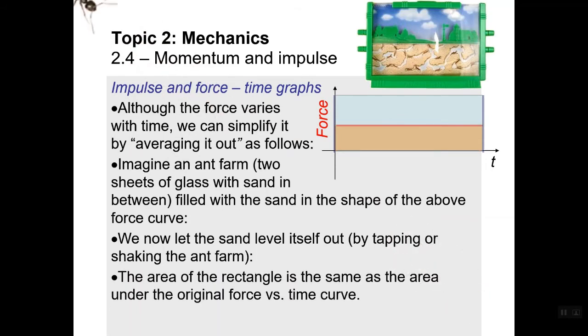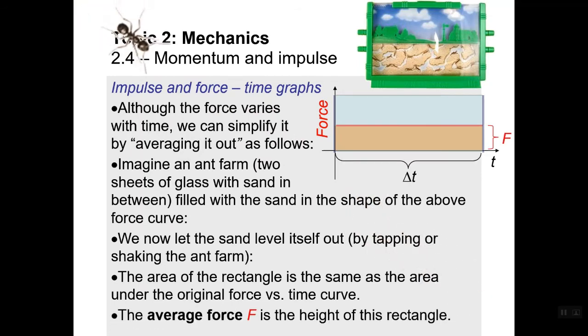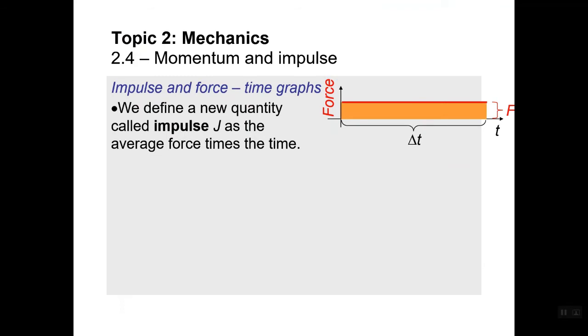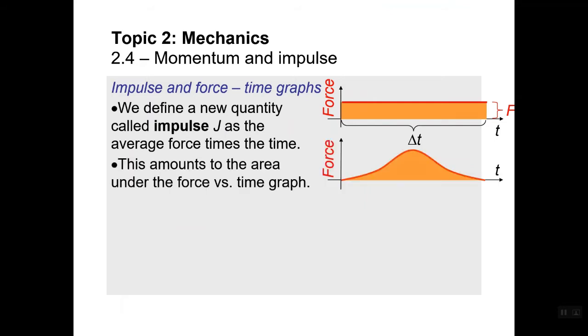The area of the rectangle is the same as the area under the original force versus time graph. The average force F is the height of this rectangle, as we can see from the graph. We defined a new quantity called impulse J as the average force times the time. This amounts to the area under the force versus time graph.